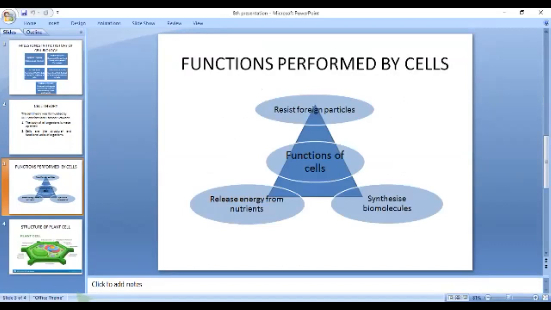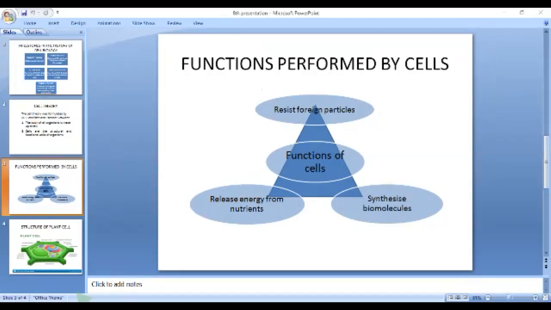Next are the functions performed by the cell. There are so many functions performed by the cell. Among those, some of the main functions are given here. These are the important functions you should keep in mind. What are the functions performed by the cell? Here you can see the functions of the cell. First one is resist foreign particles.